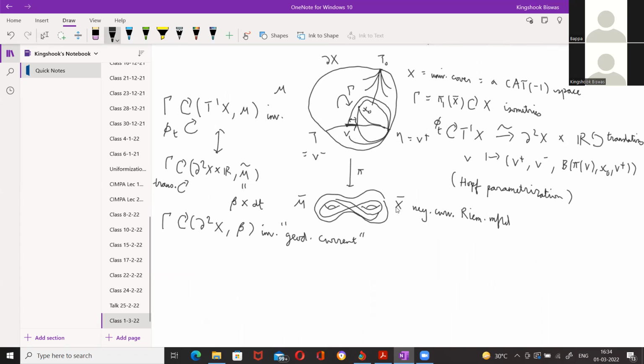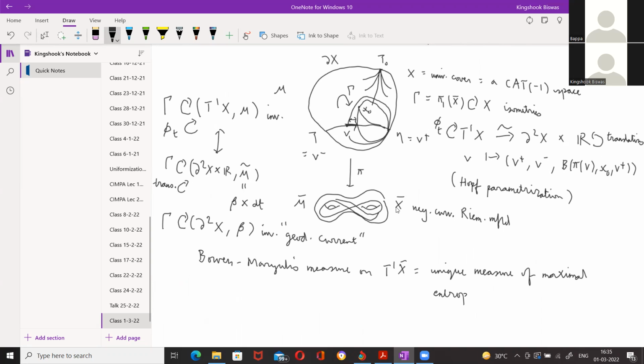So there is one special measure which is called the Bowen-Margulis measure. So this is on the compact manifold T1 x bar. This is equal to the unique measure of maximal entropy. So this is how you get a special measure on the unit tangent bundle.